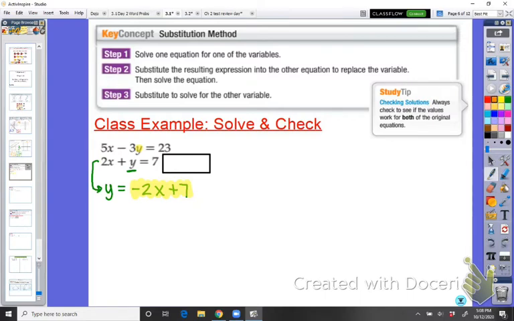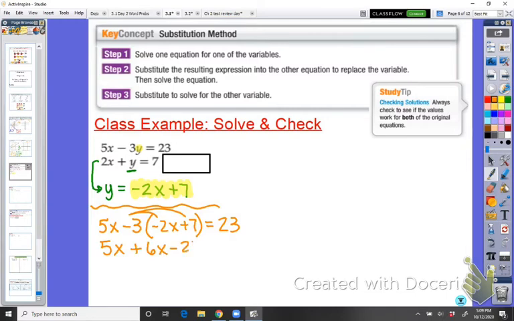So I'm going to have 5x minus 3. Instead of the y, the negative 2x plus 7 takes its place, and I set it equal to 23. And we're going to solve this, and you guys have strong equation skills, so I'll go kind of fast here. 5x, this is plus 6x minus 21 equals 23. Combine like terms. These make 11x minus 21 equals 23.